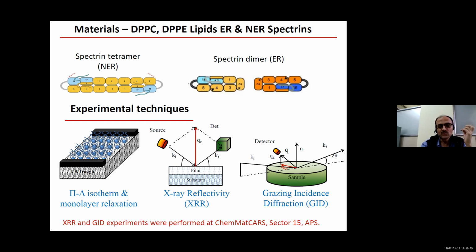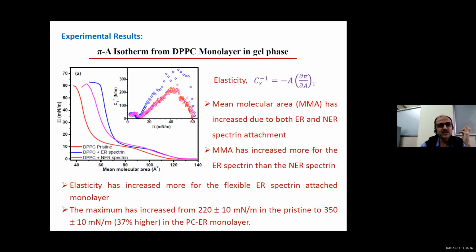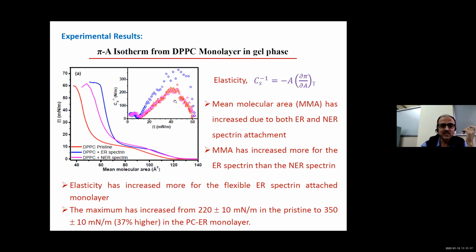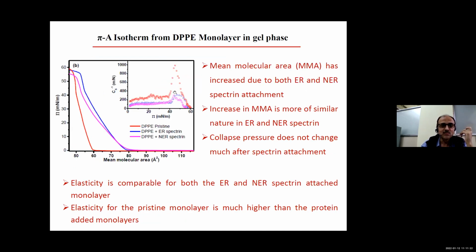Okay, so this was done at ChemMatCARS. Here we see the same thing: we have ER and NER spectrin attachment, and we can also see the compressibility changes. Then we continued this for the PE molecules too, and we saw this attachment as well. But the important thing is that here the blue curve, which is ER spectrin, has the highest compressibility. Here the compressibility of the virgin PE molecules is the highest, but the compressibility of these two curves is almost parallel, almost comparable.